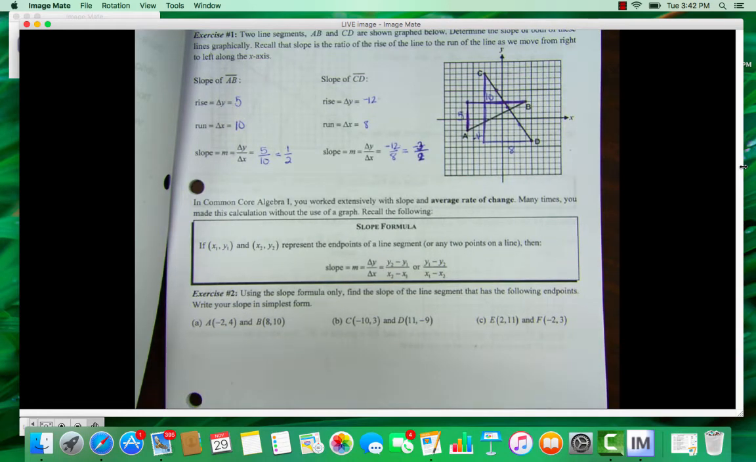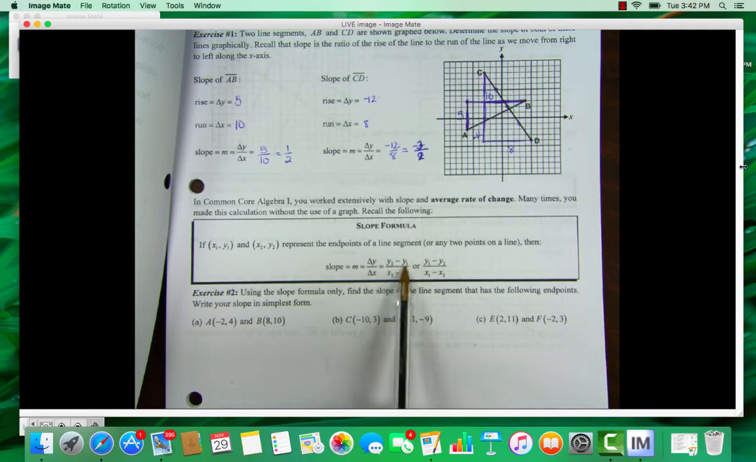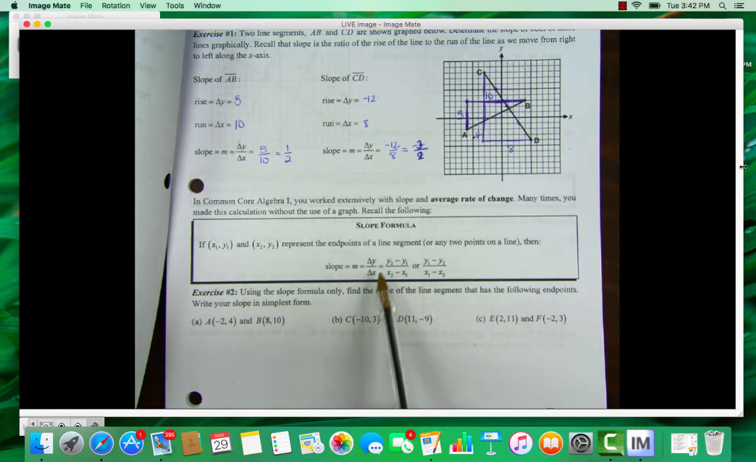Last year in Algebra 1, you also looked at how to find slope and average rate of change. A lot of times you didn't have a graph to go along with that, so you looked at a formula for finding slope, and that's what we're going to look at next. If you don't have a graph, or you don't have access to graph paper, then you want to use your slope formula. Again, slope is rise over run, change in y over change in x. Basically you subtract your y values to get your change in y, and subtract your x values to get your change in x. It really doesn't matter if you do y2 minus y1 over x2 minus x1, or y1 minus y2 over x1 minus x2, as long as you're consistent.